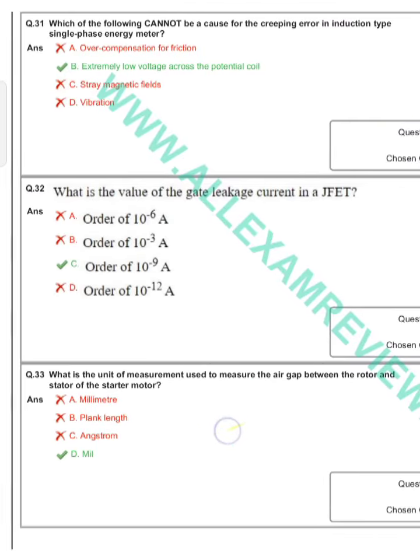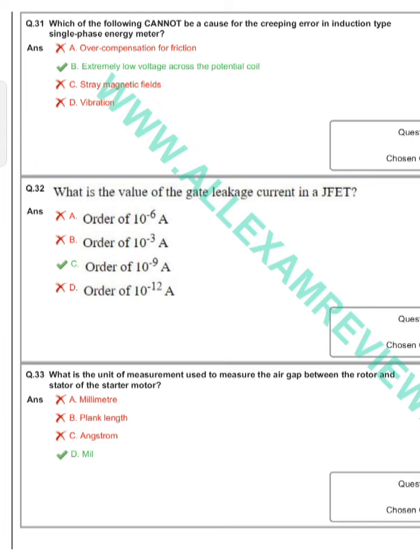Next question, creeping. Which of the following cannot be the cause for the creeping error in the induction single phase energy meter? Creeping, we have to find the odd one out. That means it cannot be a cause. Only extremely low voltage across the potential coil cannot cause the creeping error. The others can be causes of creeping error in the induction single phase energy meter.